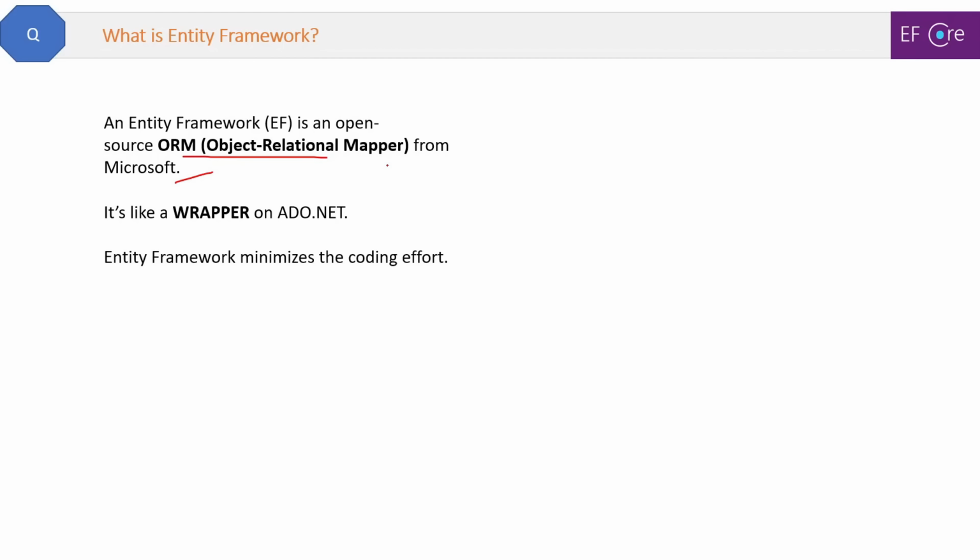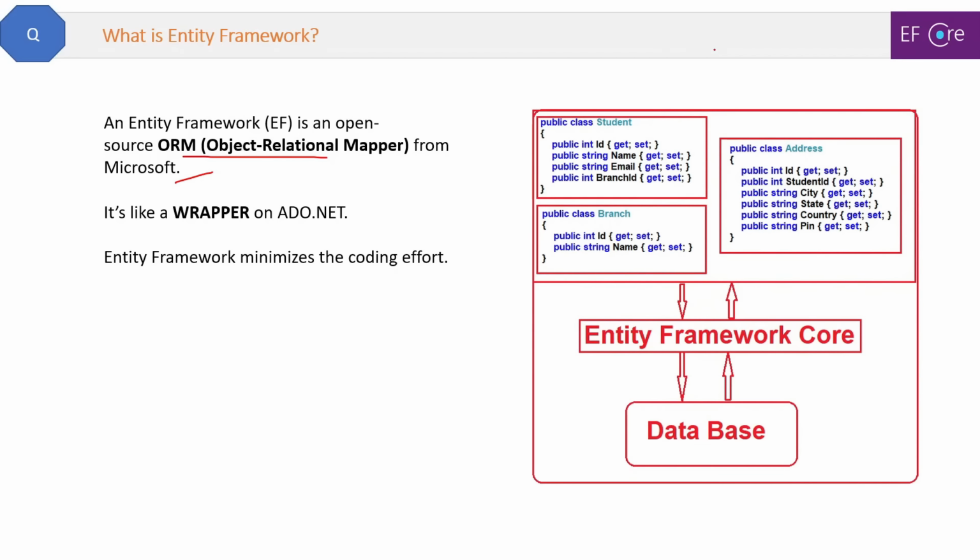Entity Framework minimizes the coding effort by providing relational data in the form of domain-specific objects. For example, here you can see student, address, branch classes. These are all classes with these many properties. So Entity Framework will help these classes interact with the database. In your database you will also have these tables, and Entity Framework will communicate between them.